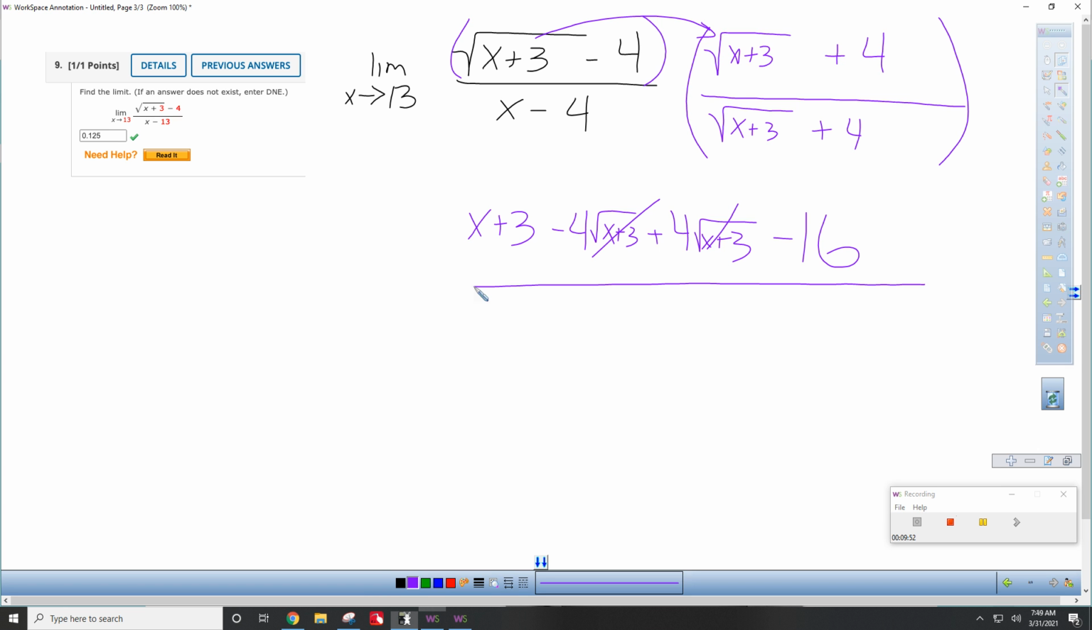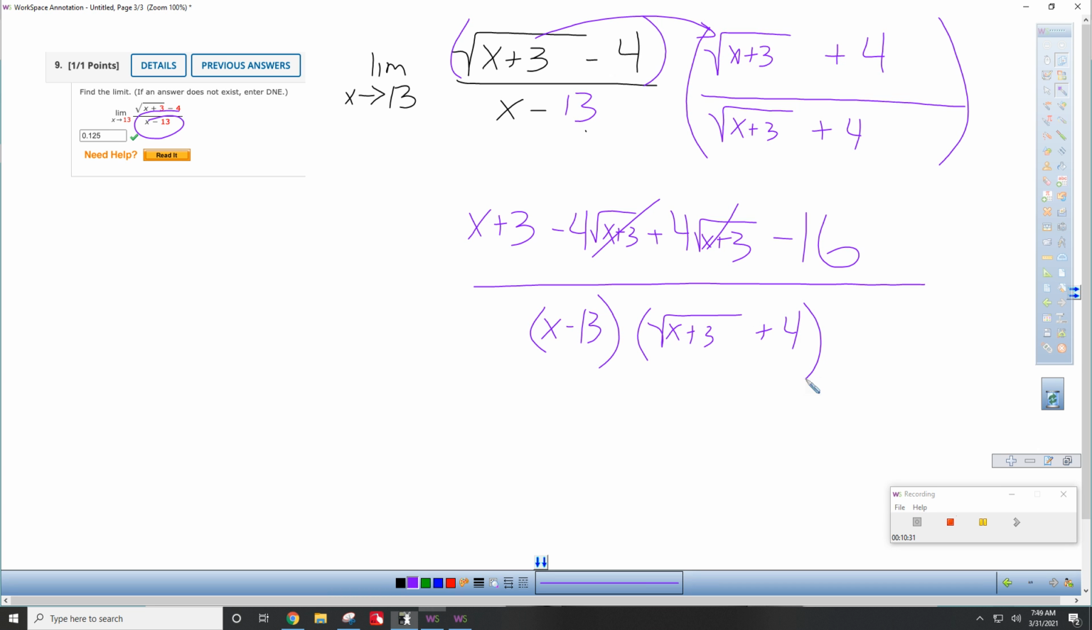On the bottom, strategically, I'm going to write this as x minus 4 times... Where did I get x minus 4? That shouldn't be x minus 4. That should be x minus 13 the whole time. It was always that. I have no idea where that came from. I'm making stuff up again. That should be a 13. Remember, that's where that came from. Alright, so did I do the top right? Yeah. So, times radical x plus 3 plus 4.